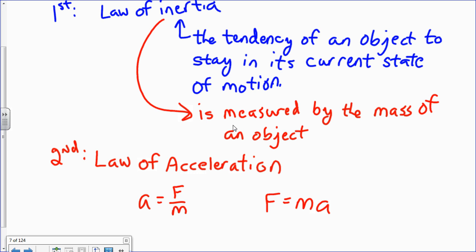All right, so that's Newton's second law. If I apply a force to a certain mass, I accelerate it. I cause it to speed up at a certain rate. That's Newton's second law of motion.